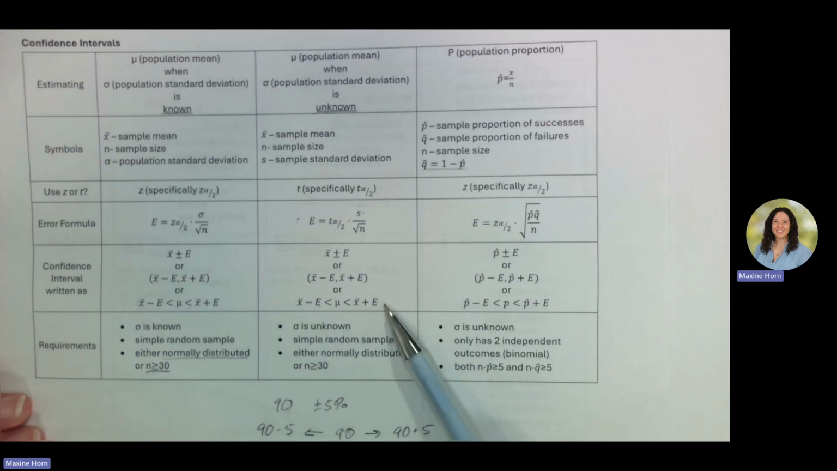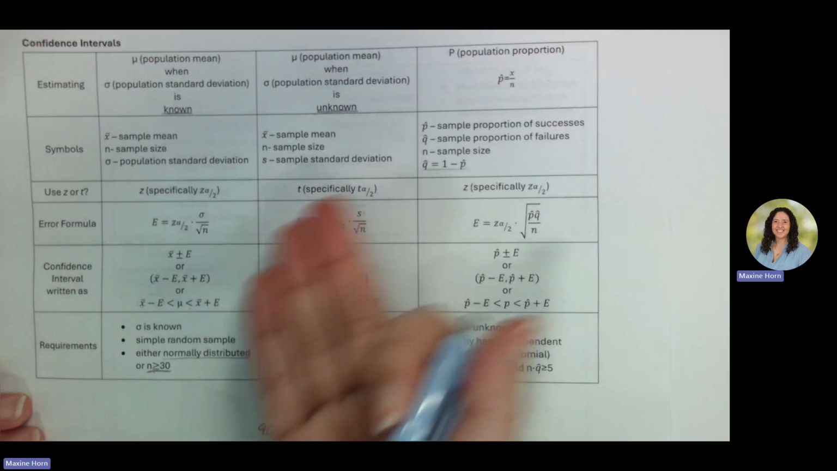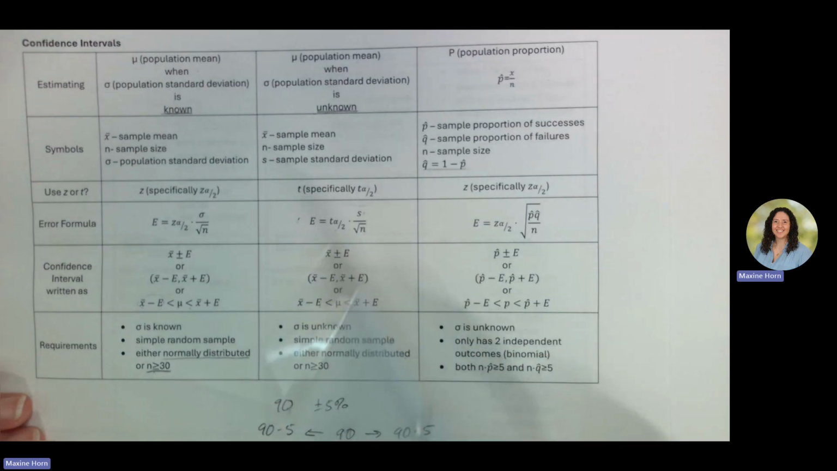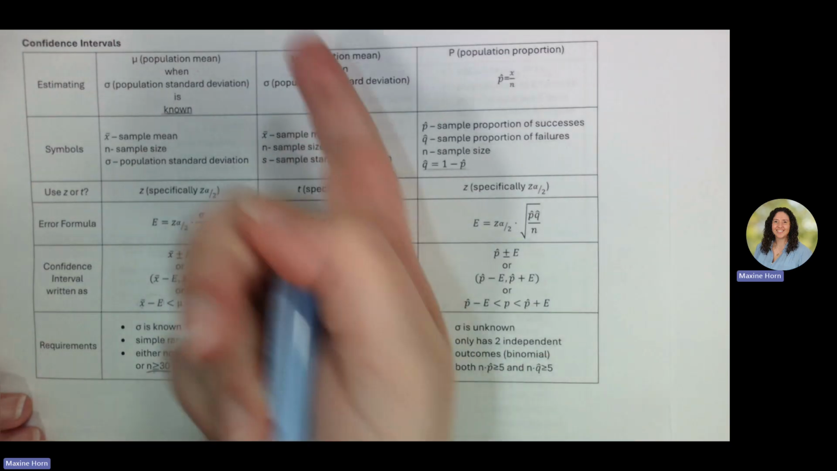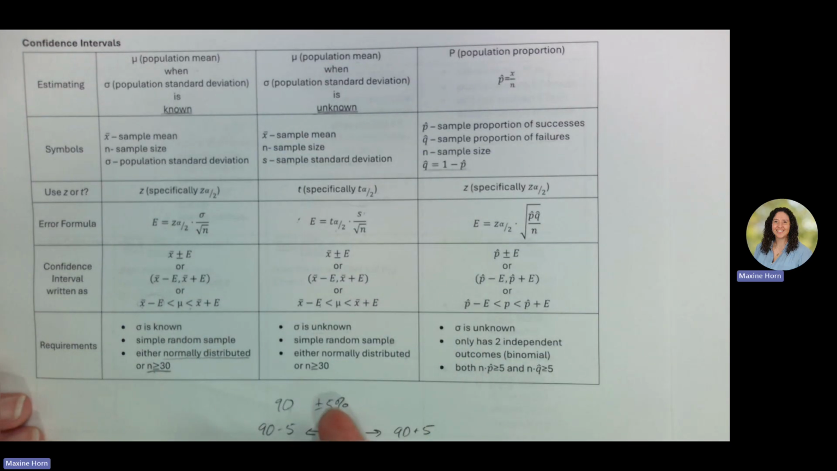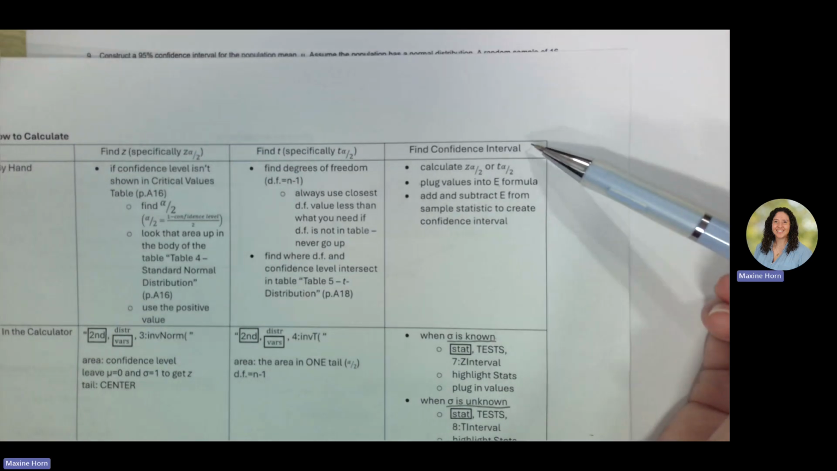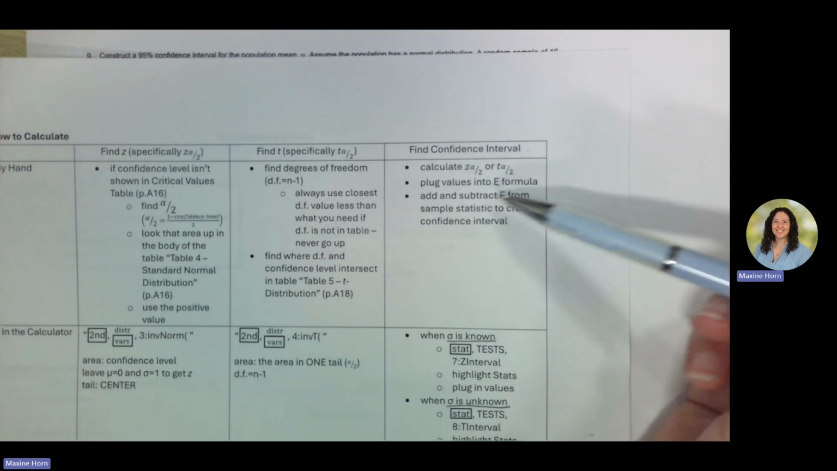so that we can then plug it into our error formula so that we can then create our confidence interval. Once we do it by hand and then partially in the calculator, finding that in the calculator, then I'm going to show you how to do the whole thing in the calculator. So finding our confidence interval by hand, we're going to calculate our t alpha halves, plug it into E, and add and subtract the E formula to find the confidence interval.